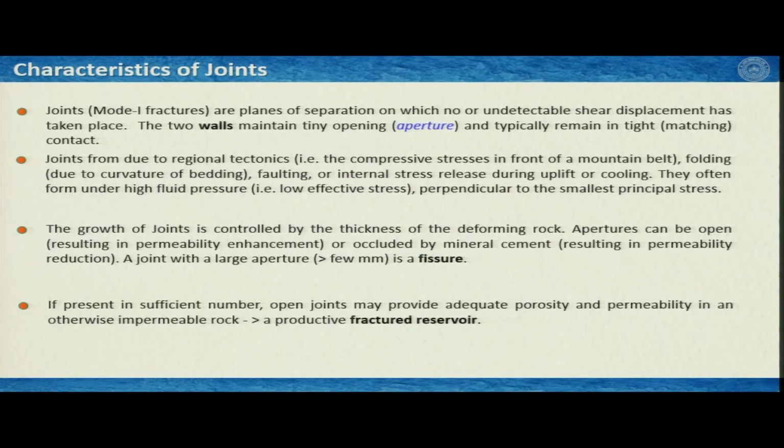The growth of the joint: once the joint forms, then it grows. The growth of the joints is controlled mostly by the thickness of the deforming rock. The apertures can be open, resulting in permeability enhancement. If you open the apertures, you are adding more porosity to the system, and sometimes you can close these apertures with vein filling deposits, which results in permeability reduction. When you have a joint with pretty large apertures, greater than a few millimeters, then we call it a fissure.